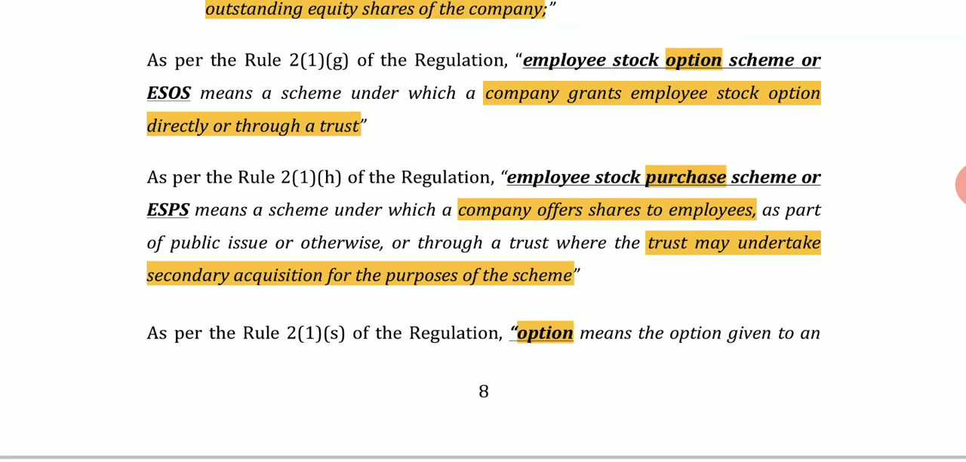Okay. So there's a difference between an option scheme and a purchase scheme, which we can spend 2 minutes on here. The employee stock option scheme means a scheme under which a company grants employee stock options either directly or through a trust. But in a purchase scheme, the company offers shares to the employees, where the trust may undertake secondary acquisition for the purpose of the scheme. So an option is given directly or through a trust, but in a purchase there is secondary acquisition involved.